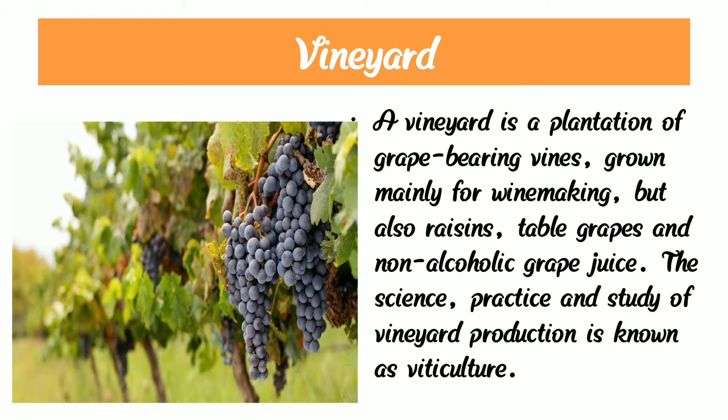A vineyard is a plantation of grape-bearing vines grown mainly for wine making, but also raising table grapes and non-alcoholic grape juice. The science, practice, and study of vineyard production is known as viticulture. So a vineyard is a place where grapes are grown. Children, you all understand that a vineyard is a plantation of grapes.